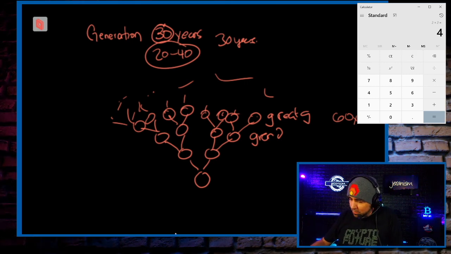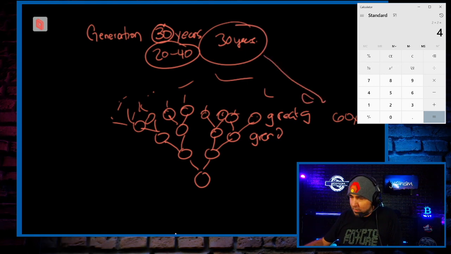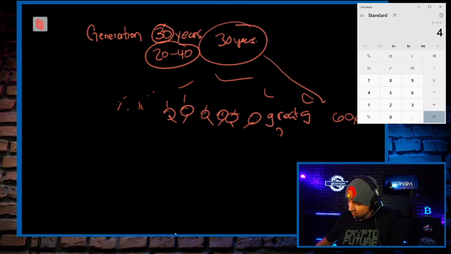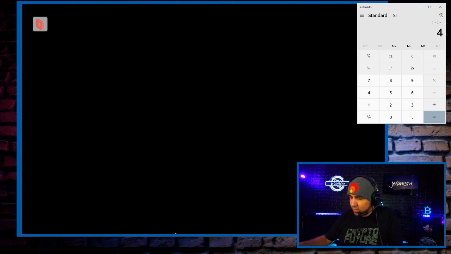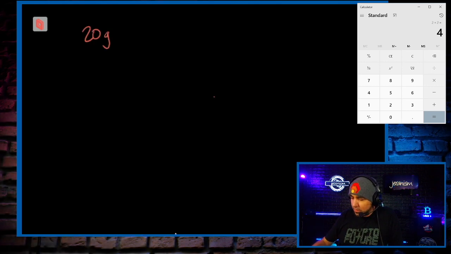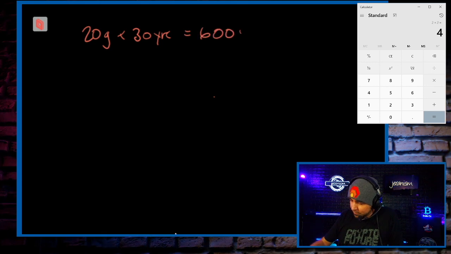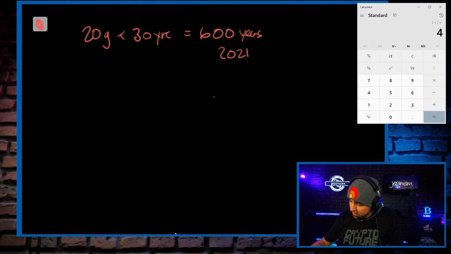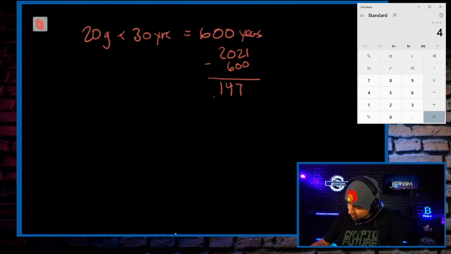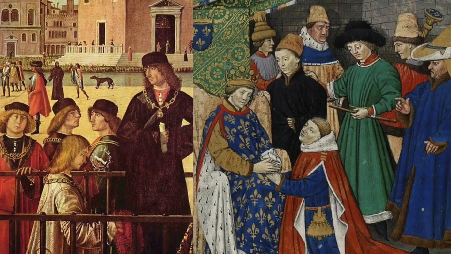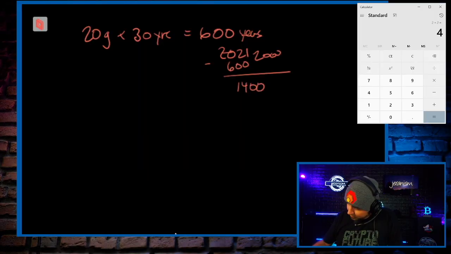So what we can do is we can start multiplying 30 by the number of grandparents that we have, okay? And we can figure out how many descendants, or rather ancestors, do I have. Let's think, how far back do we want to go? Let's not even go very far back. Let's go 20 generations, okay? 20 generations times 30 years is 600 years, okay? So 600 years ago, we were in the year 2021, and we can go 600 years, okay? And that puts us at 1479, okay? Let's just say, let's pretend it's 2000, easier math, and it's 1400. There we go.